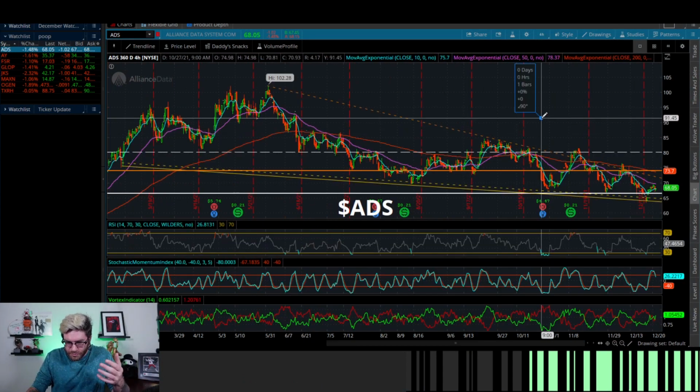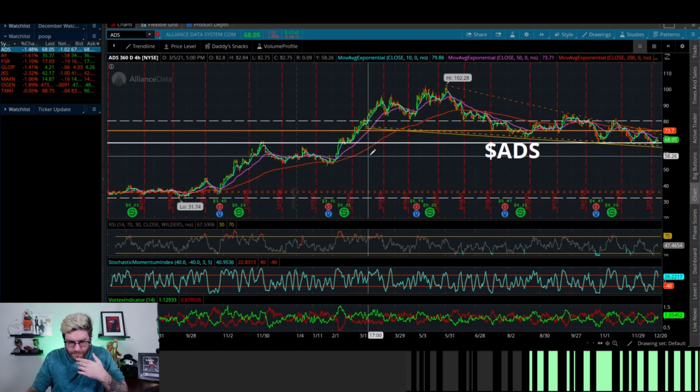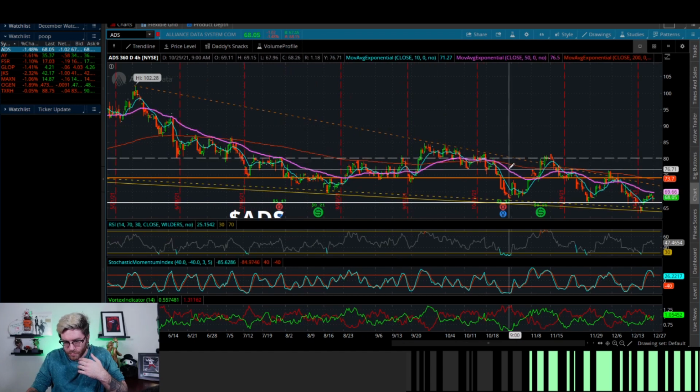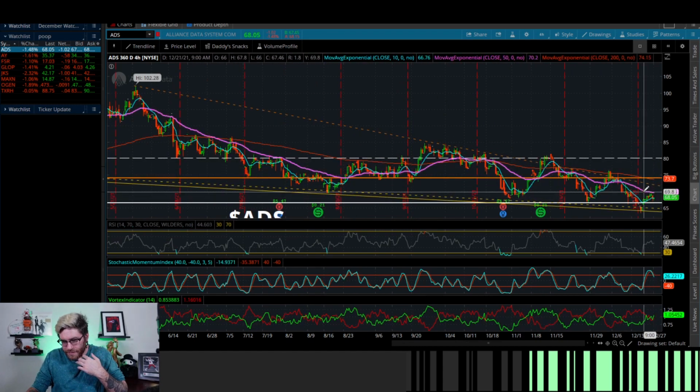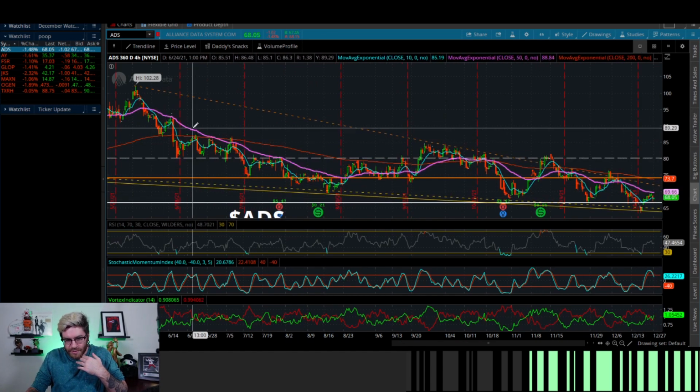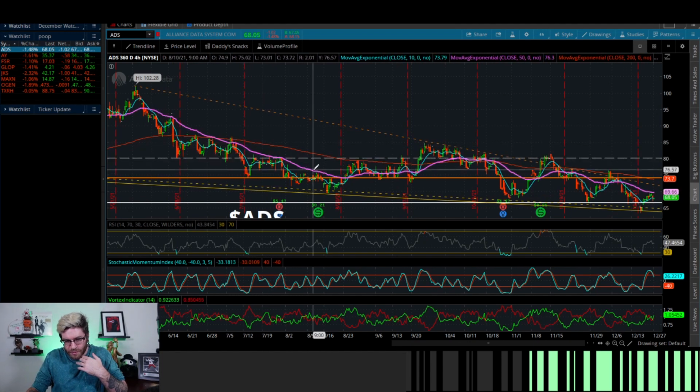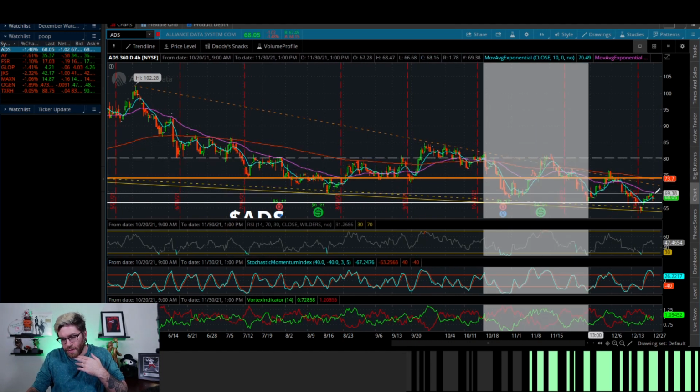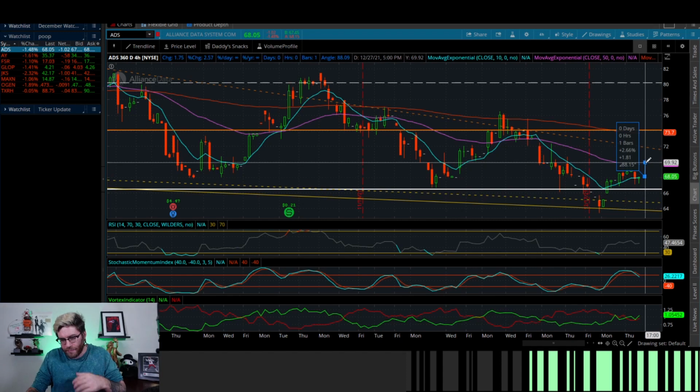ADS has a great 200 EMA line. When you're above it, fantastic support. When you're below it, horrible resistance. So down here, we're definitely downtrending. The 50 is much the same as the 200. As you can see, this purple line, that's the 50, has been a great resistance. Once you cross over that, you should be good to go.